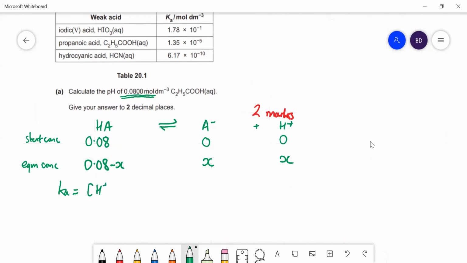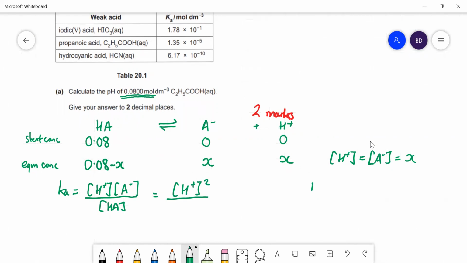Ka is H+ concentration times A- concentration over HA. Now the concentration of H+ is equal to the A- concentration, and that's equal to X. So let's just call that H+ squared, H+ times A-, yeah, it's H+ squared.